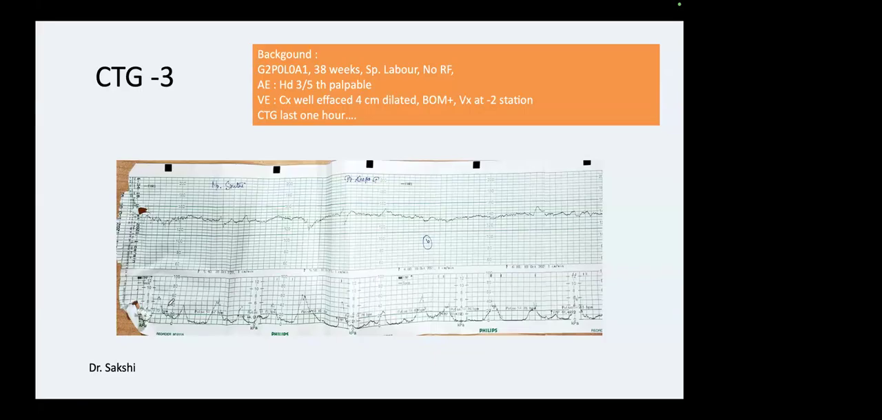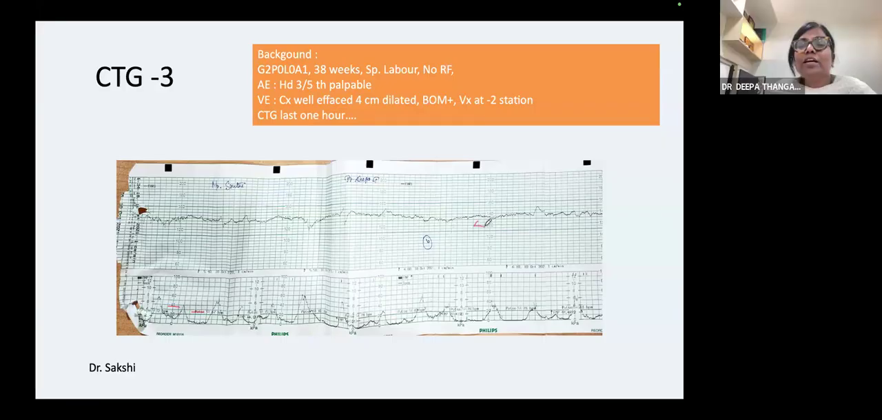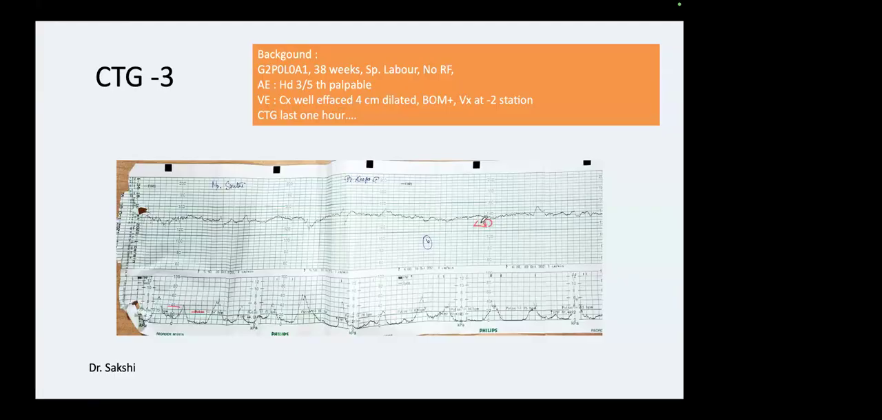Variability is decreased, ma'am. In 2 contractions, there are no variabilities of 5; maximum it is 3, so less than 5 beats. Okay. Accelerations are not there, ma'am.